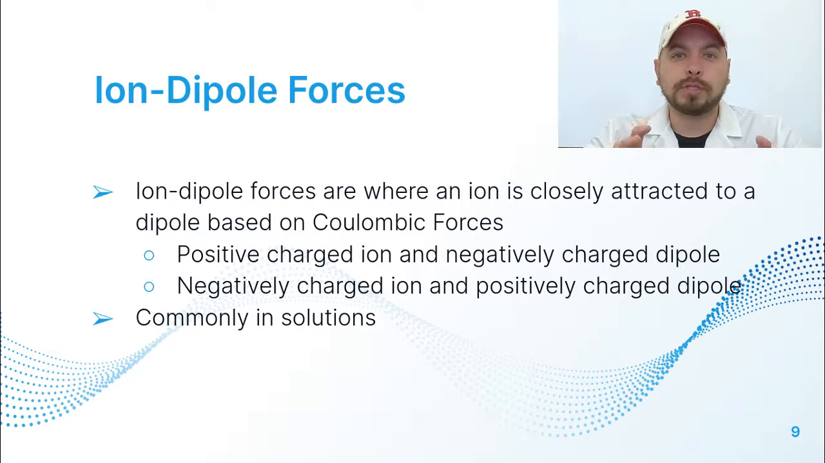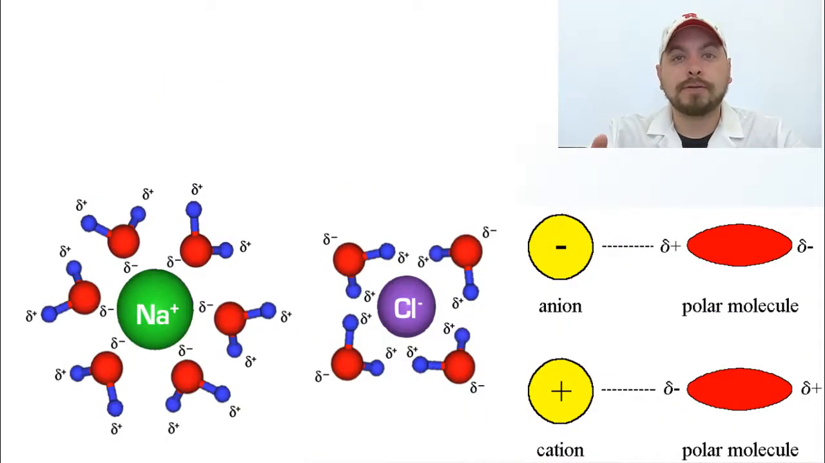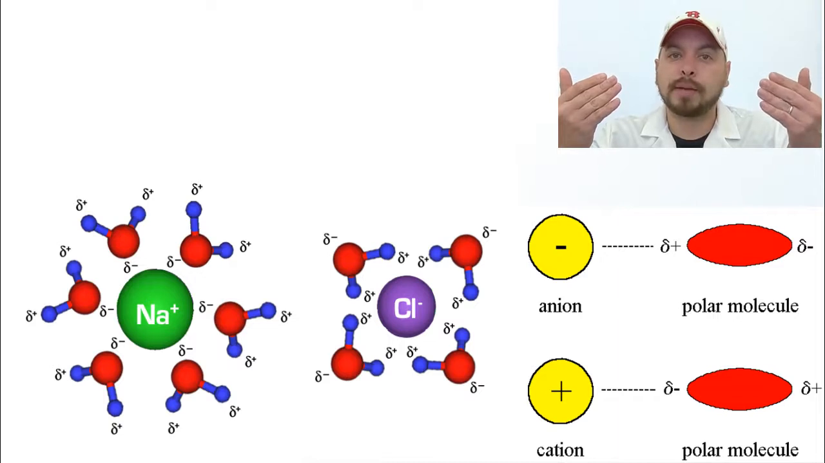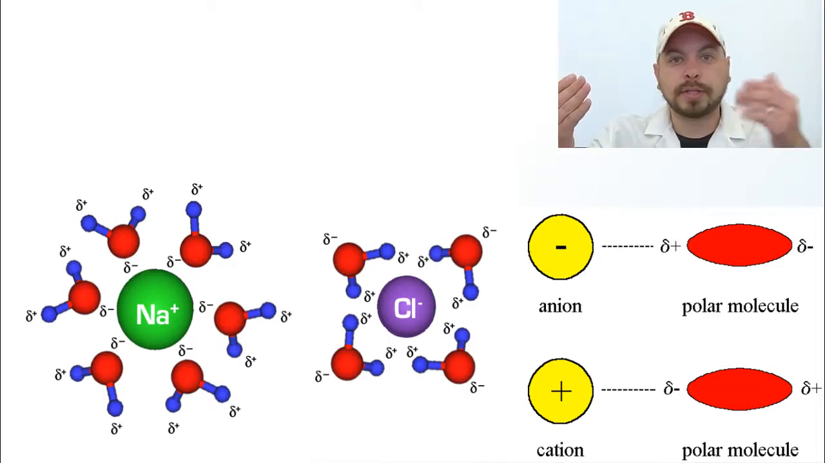So ion-dipole forces do exist, and they are, again, predicated on Coulomb's law, and they often present themselves in solutions, where we dissolve something into a solution, say a salt, sodium chloride. The chloride ion is going to be most attracted to the hydrogen end of water, and the sodium ion is going to be most attracted to the oxygen end of water. And again, this is because the sodium is a positively charged ion and the oxygen end is the negative dipole. The chloride ion is negatively charged, but the hydrogen end of the water is a positive dipole. So you see this as an attractive force. This is called an ion-dipole force.